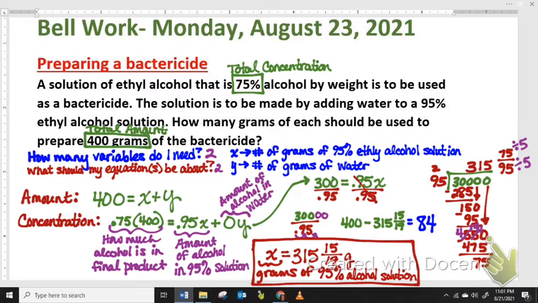And now I just have to figure out what my fraction should be. What would I need to add to the numerator to make this 1? 4. This is the grams of water needed.